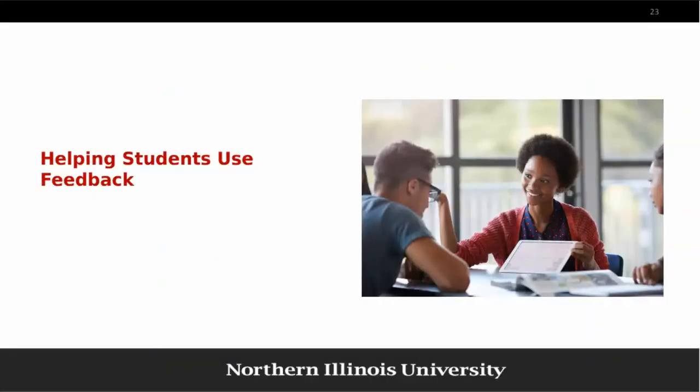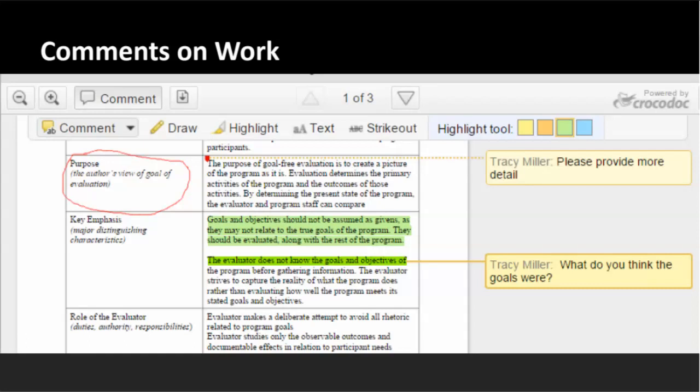And then we as the instructors can help the students use the feedback, because sometimes we give them this feedback, but then we don't know, they didn't integrate it the way that we thought they would. So if you are providing comments on the work, in this first example, she's saying provide more detail. Okay, so I would maybe even go further, provide more detail about the outcomes, activity, or specific part that you want more detail about.